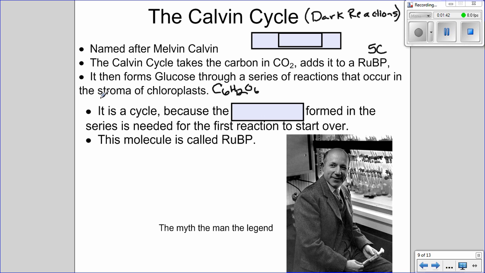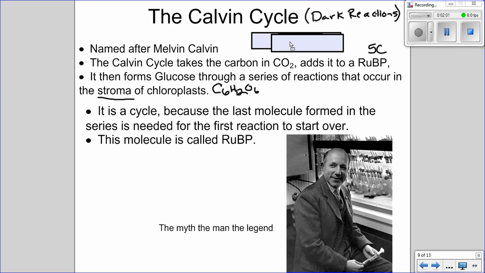This reaction occurs in the stroma of the chloroplast, which is the space or the cytoplasm-like material that is in between your granum or your thylakoids. So the thylakoid membrane is really not involved in the Kelvin cycle. And it is a cycle, which we talked about earlier this year, because the last molecule formed in the series is also the first molecule to start over. So the last molecule in the cycle is RUBP, which is the same molecule that started the cycle. RUBP goes through the cycle, creates glucose, and then gets recycled.